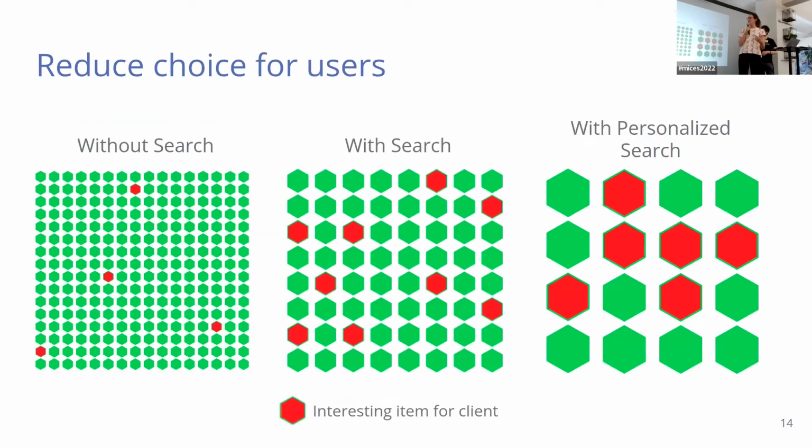Also, what is good is that you can have better options when you're searching for something. This is why we users like it as well. As you can see, search results are displayed here in green, and the red items are what is interesting for me. Without search, I cannot find what I need. With search, we improve it very much, of course, but with personalized search, we are really first in the set of what we bring. We bring fewer results, but they are all very interesting for us.